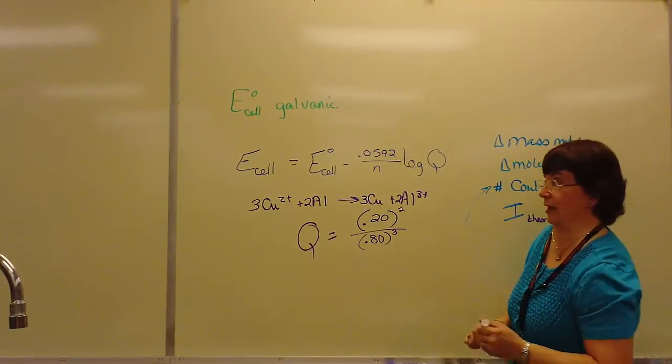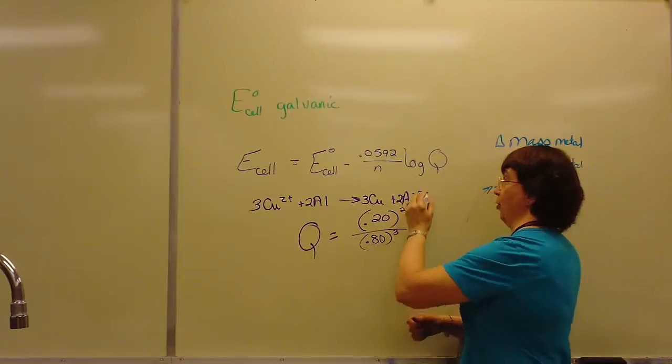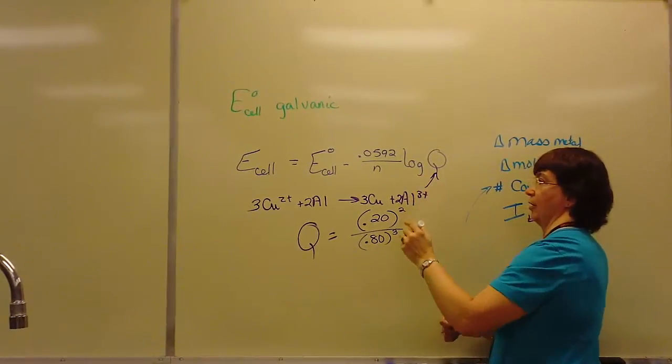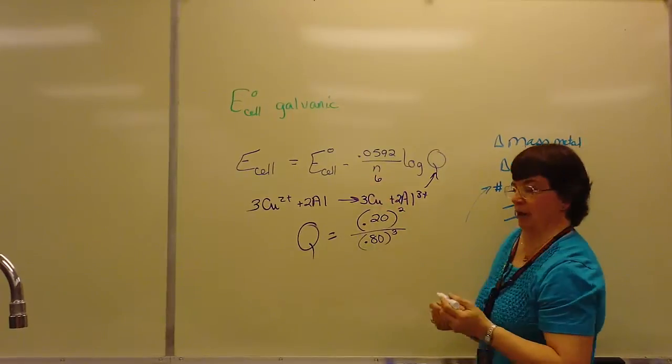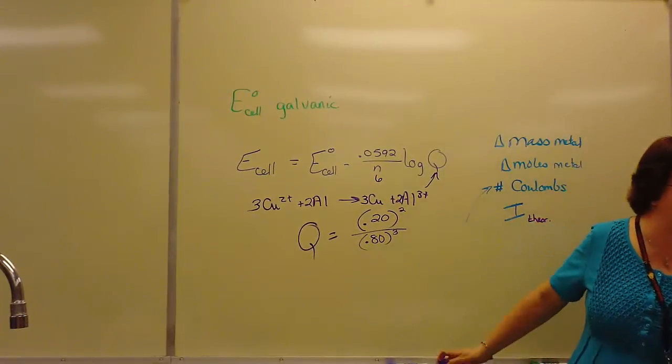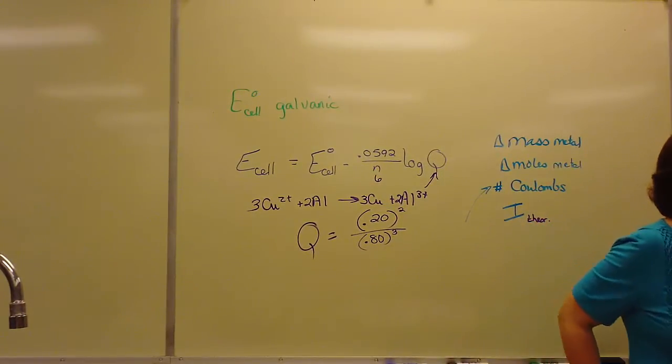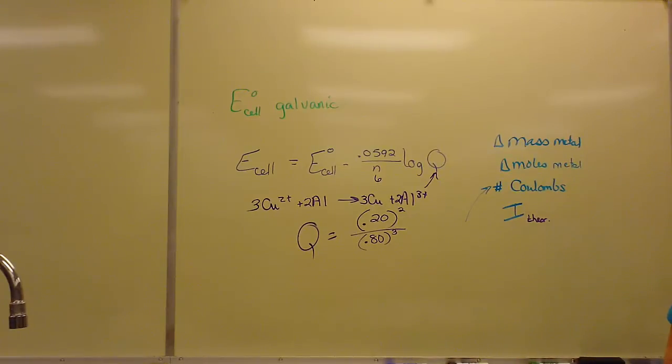So then you can figure out E, because this all goes there. n is what for this one? 6. I figured out E0 for the cell. Now I can find out E for the cell. And I compare E for the cell with what I measure.